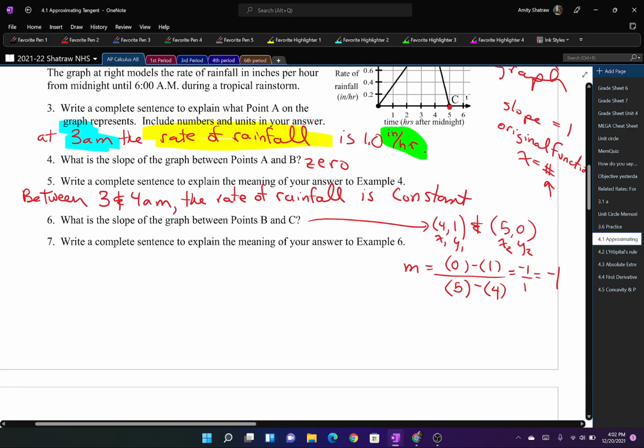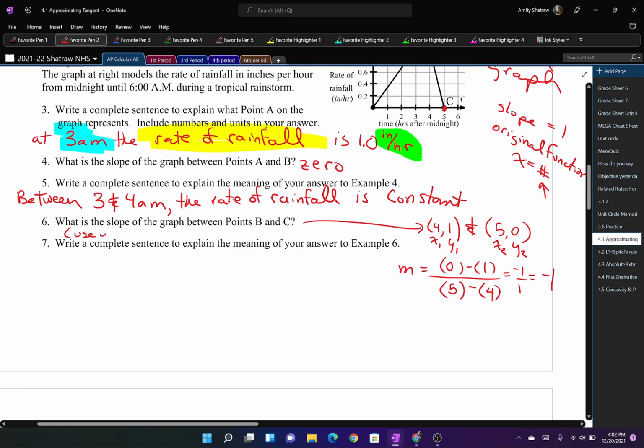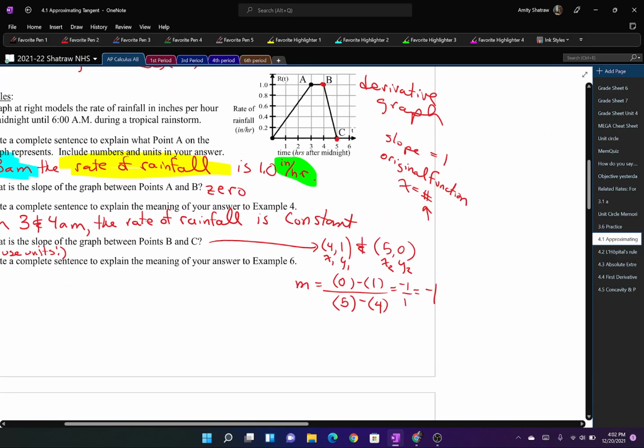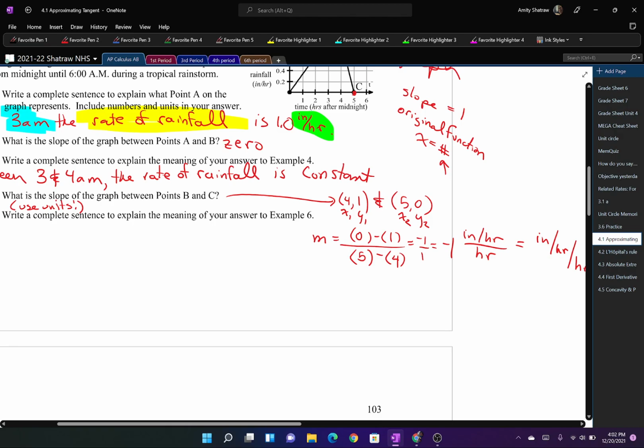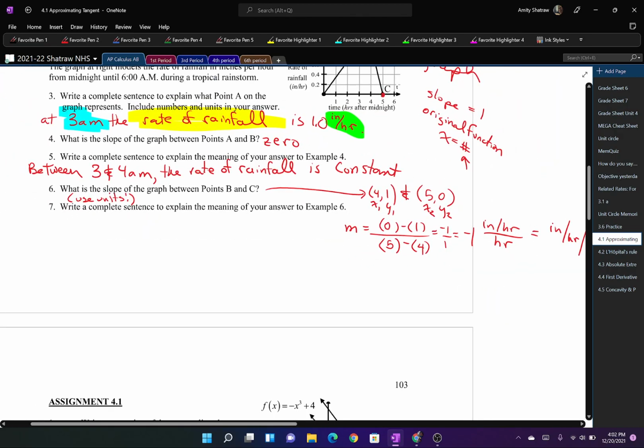Now, he's not mentioning it here, but use units always. And so what are my units? Well, the units on top, by the way, were inches per hour, and on bottom the units were just hours. So the way that you could write that is literally how I've done it, or you can do inches per hour like that. There's nothing wrong with that, okay? And then write a complete sentence. Oh, so I'm moving on to number 7. Write a complete sentence to explain the meaning of my answer to example 6.